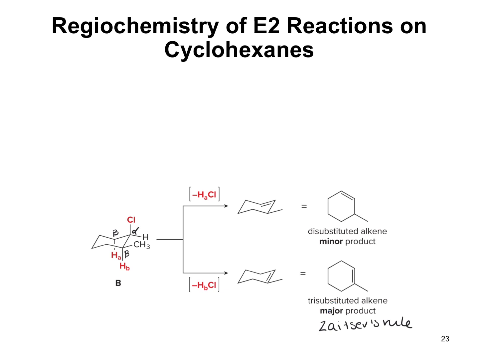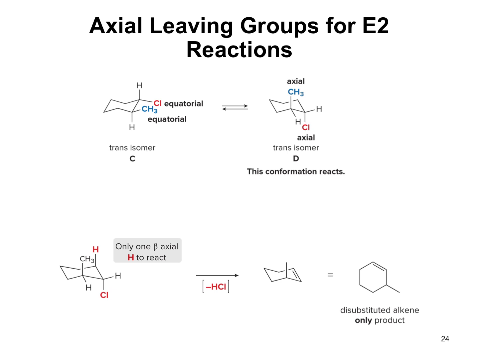Okay, and so maybe the burning question in your heart is, what about the trans isomer? Does it also follow Zaitsev's rule? Well, when we look at the trans isomer, it exists as two conformers. One where you have two equatorial substituents, and then one where you have two axial substituents. Now, this is the conformation that reacts because it's the one that contains the axial chlorine. So the big take-home message here is that for the conformation to react, the halogen must be in the axial position.